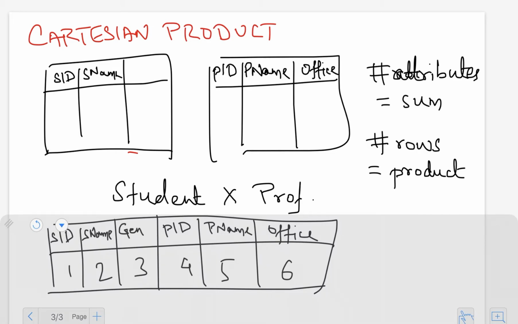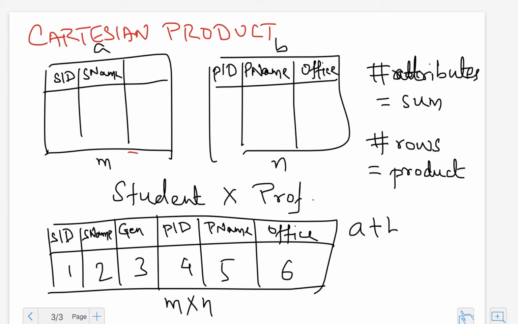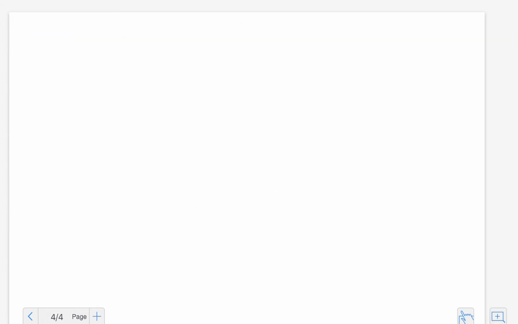So if this one had m rows and this one had n rows, then the number of rows in this would be m cross n, and if this one has a attributes and this one has b attributes, then this one has a plus b attributes. So that's how the Cartesian product works. And the next thing that I want to talk about, the next join, is something called the natural join or the equijoin. So natural join.